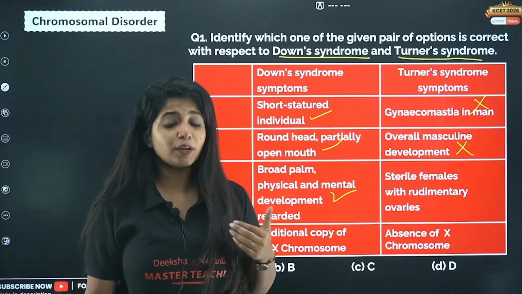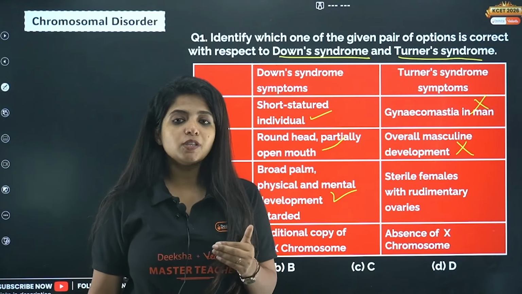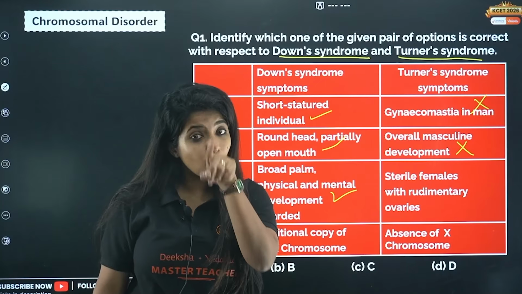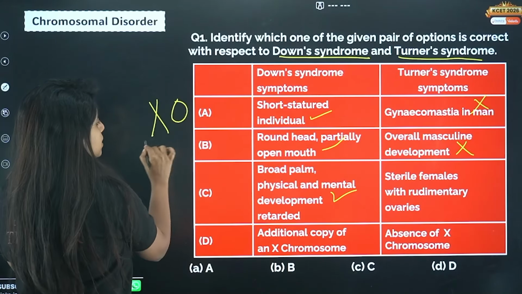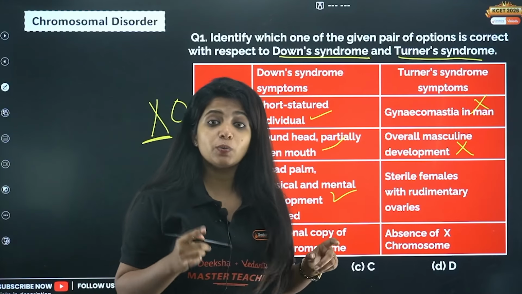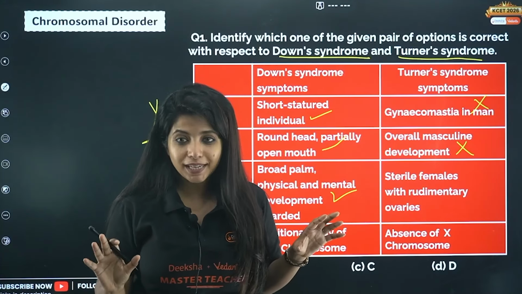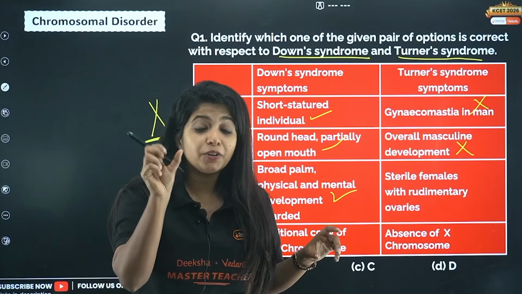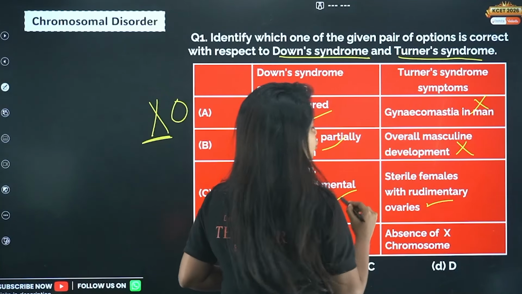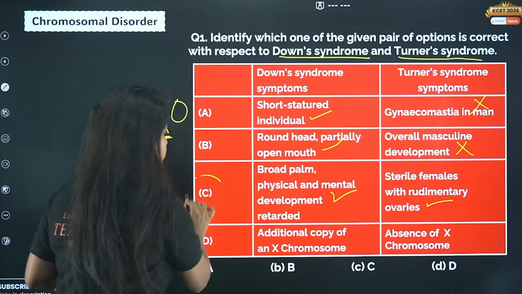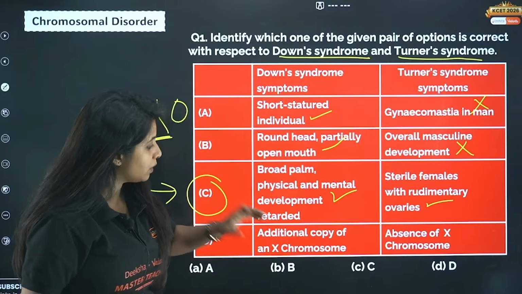Now Turner syndrome, I told you they are females, but these females, my dear children, since they just have one X chromosome, it's XO condition. That means they just have one X chromosome, which is why they are going to be sterile. They cannot have babies because their ovaries are rudimentary. That means they are not properly developed. So they are sterile females with rudimentary ovary. So here in this option we see all the things are correct. But let's see one more thing.